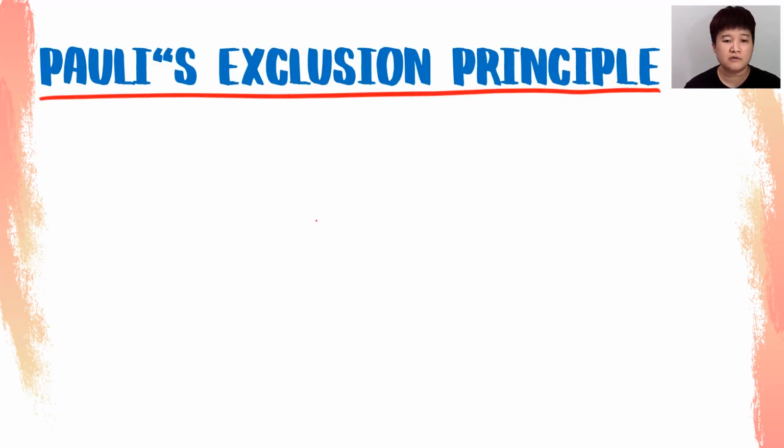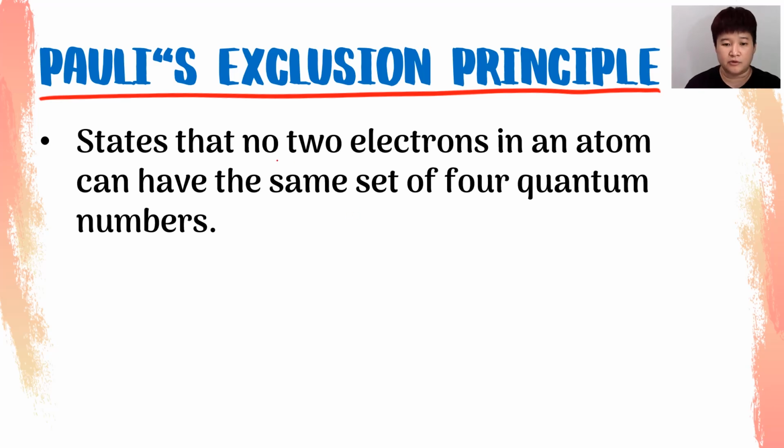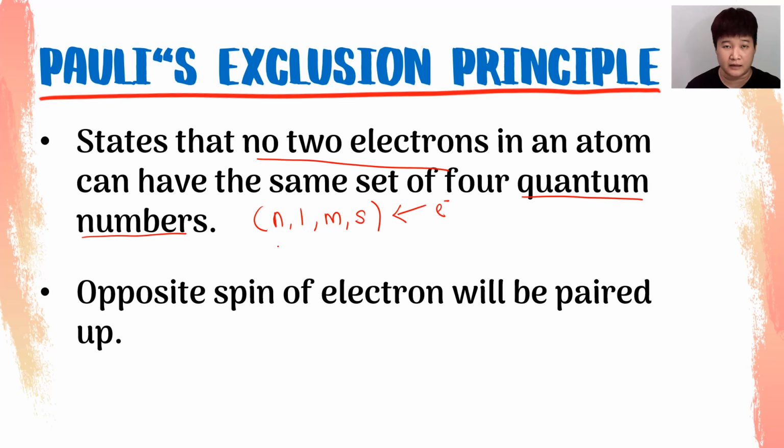Last but not least, the Pauli exclusion principle. The Pauli exclusion principle states that there will be no 2 electrons in an atom that have the same set of 4 quantum numbers. If you remember, the quantum numbers are n, l, m, s. Bear in mind, every single electron will have one set of its own specific quantum numbers. It means that there will be no 2 electrons having the same set of quantum numbers. And we can solve this easily by putting in the opposite spin of electron when you pair up the electrons.